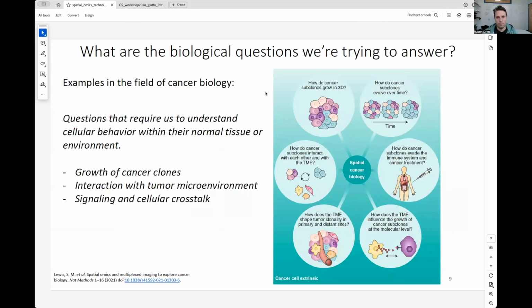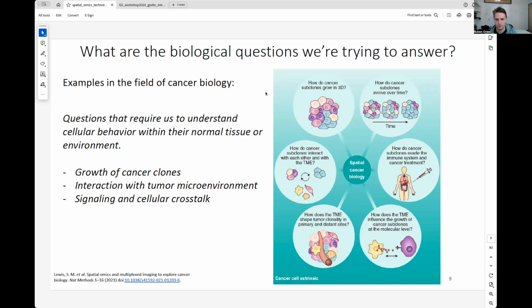So what are some of the biological questions we're trying to answer? My lab really approaches this from the cancer biology field, so I'm just going to give you a very short example of what we can do. But usually it's about the questions that really require us to understand cellular behavior, not within the cell itself, but within their normal tissue or environment. Like how do cancer cells grow in 3D? How do they interact with the other cell types of the tumor microenvironment? These can be immune cells, stromal cells, endothelial cells. How do they signal between them?